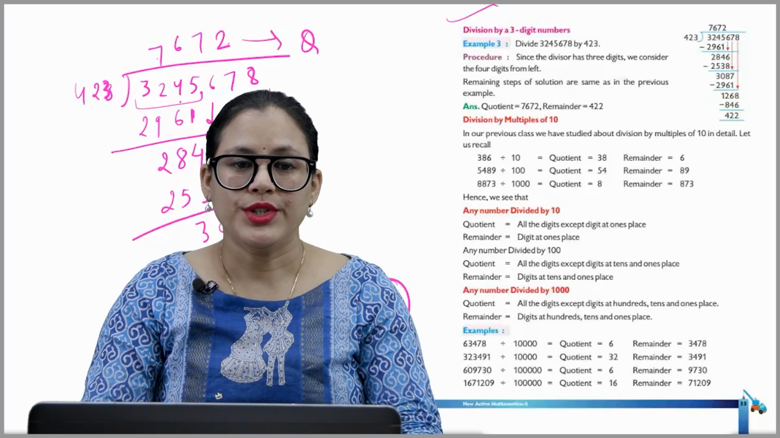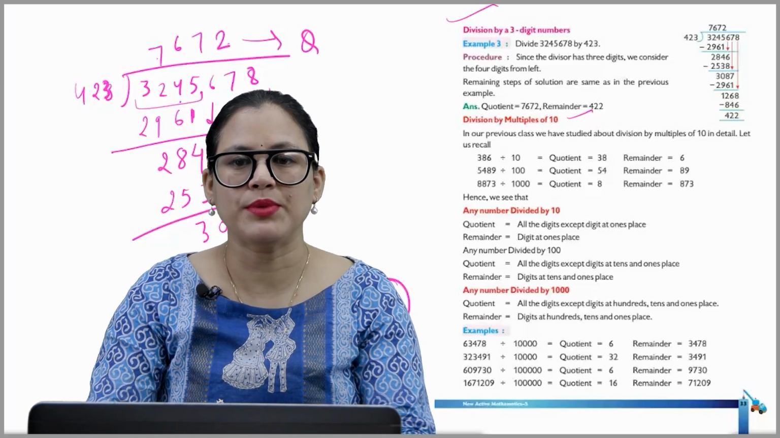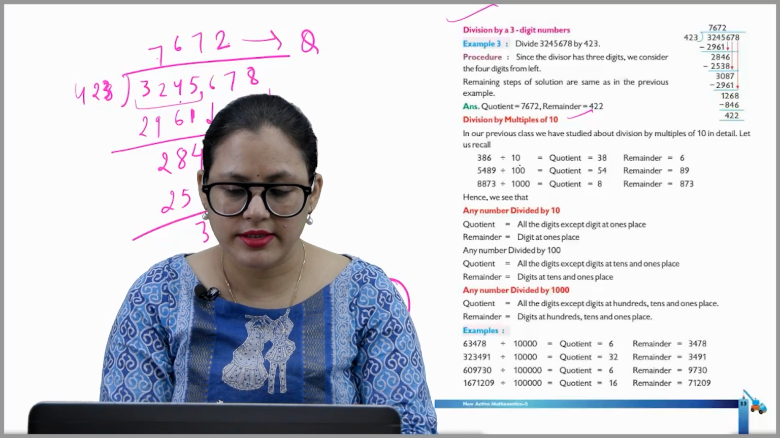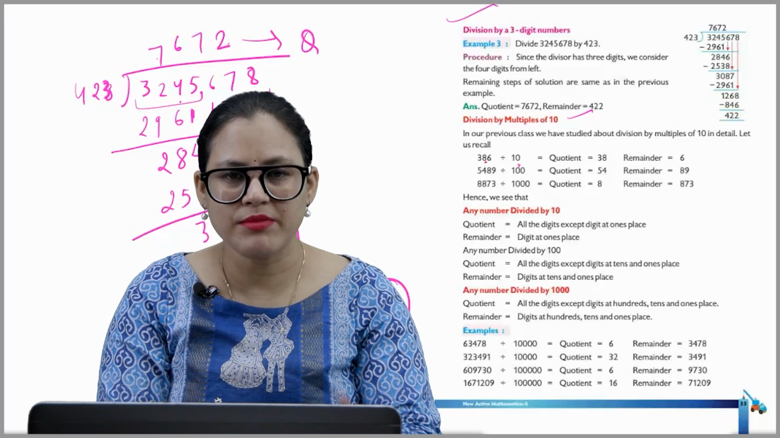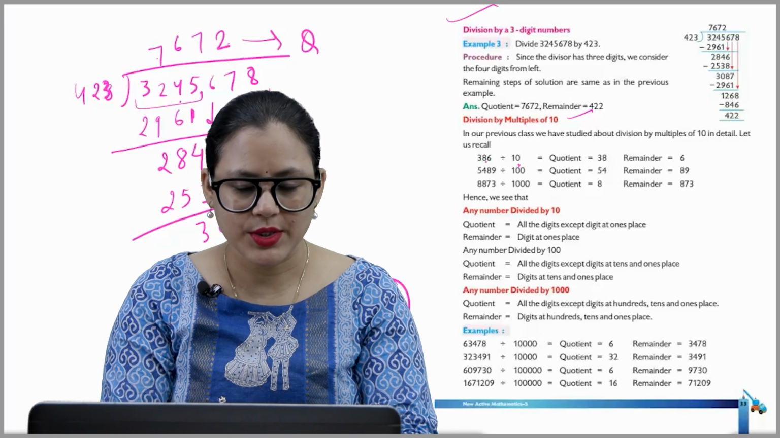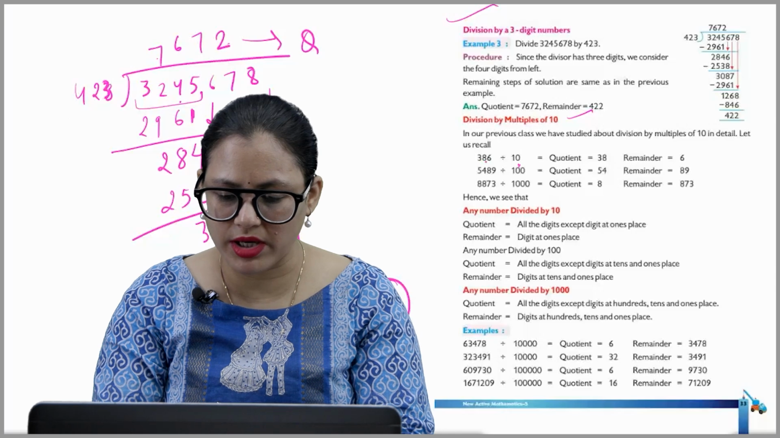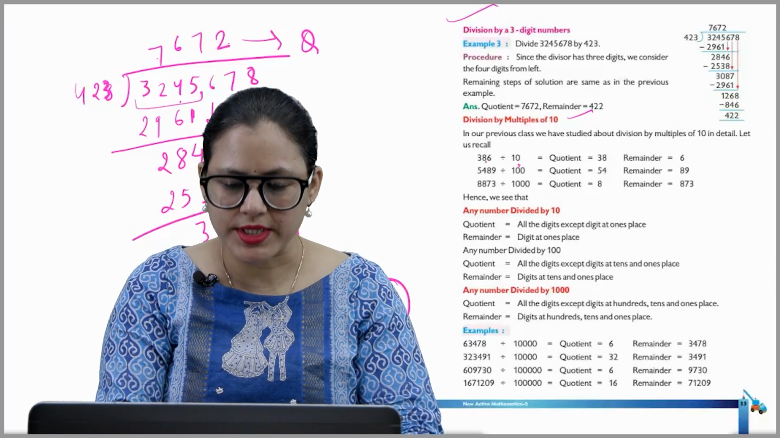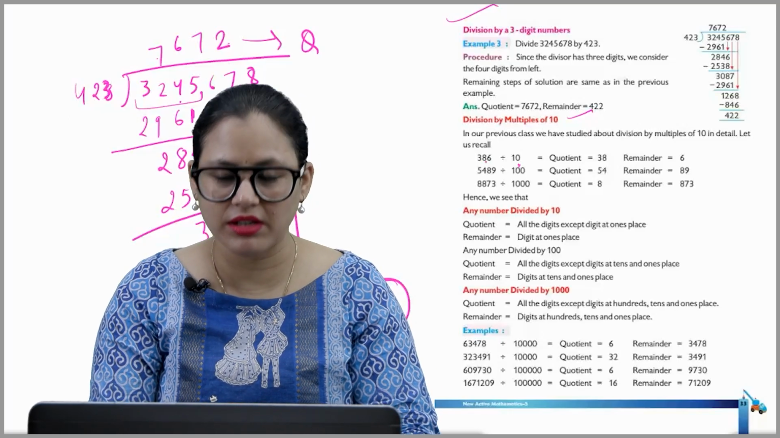Okay, now division by multiples of 10. In our previous class we have studied about division by multiples of 10 in detail. Let us recall. 386 divided by 10, there is 1 zero, right? So one digit from right becomes a remainder and the rest of the digits are your quotient. Here also you have 2 digits in 100, so from right side there are 2 digits, 89. This is your remainder and the remaining digits form your quotient, right? And here we have 3 zeros in 1000, so we will take 3 digits from right as remainder and the remaining number is quotient.